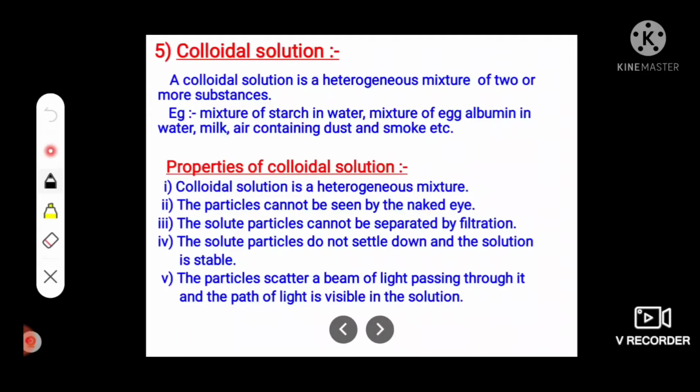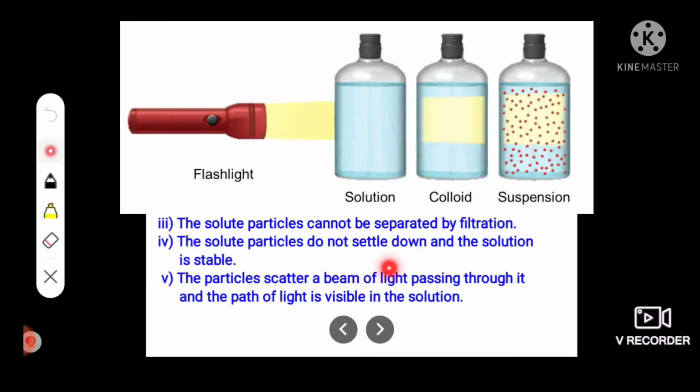The properties of colloids are: a colloidal solution is a heterogeneous mixture. The particles cannot be seen by the naked eye. The solute particles cannot be separated by filtration. The solute particles do not settle down and the solution is stable. The particles scatter a beam of light passing through it, and the path of light is visible in the solution.